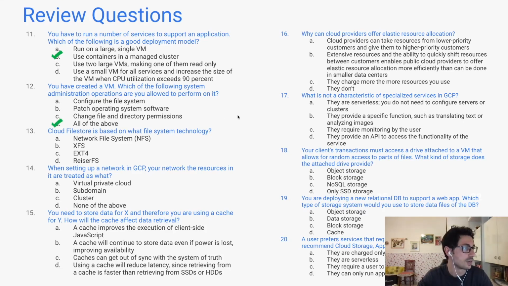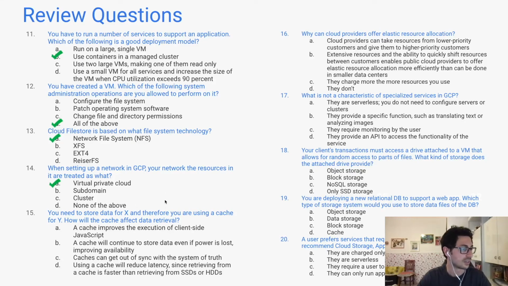Cloud File Store is based on what file system technology? It is based on NFS, because we said it before, because we never named all the other ones. When setting up a network in GCP, your network, the resources in it are treated as what? I think it is not really well written, but should be understandable anyway. It is a virtual private cloud, right? It is what we talked about before. When you set up the network, you basically create a VPC.